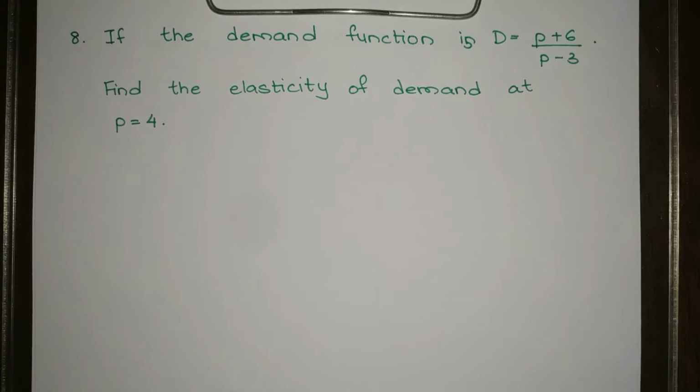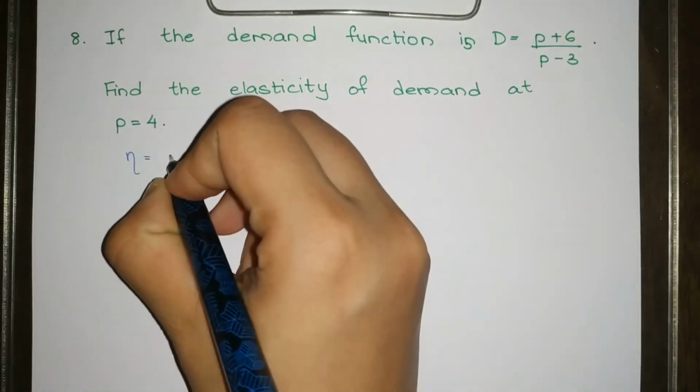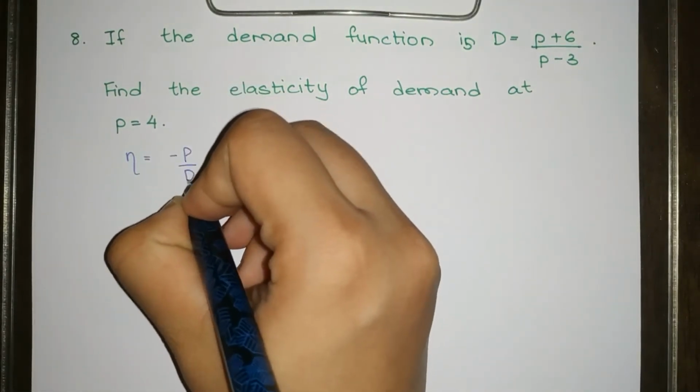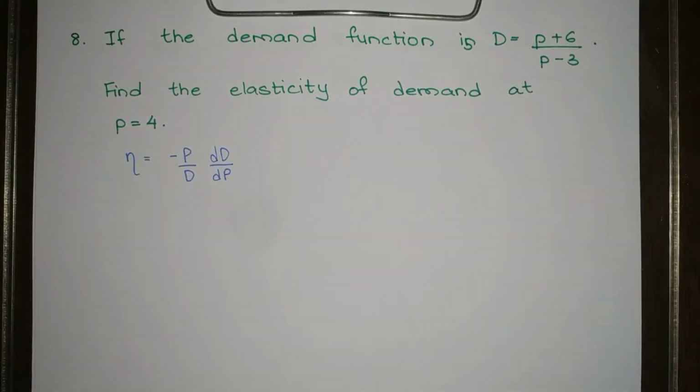In the 8th question, we are given that the demand function is D is equal to P plus 6 divided by P minus 3. Find the elasticity of demand at P is equal to 4. Now we know that elasticity of demand is given as eta is equal to minus P by D, into the derivative of D with respect to P. Okay, so what we will do is we will write everything in terms of P.